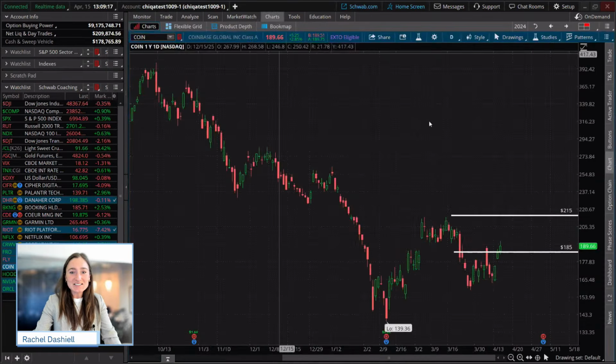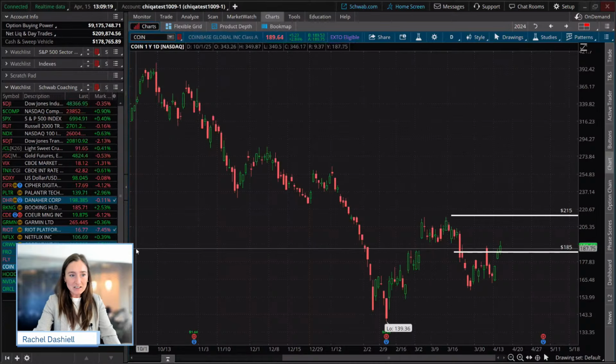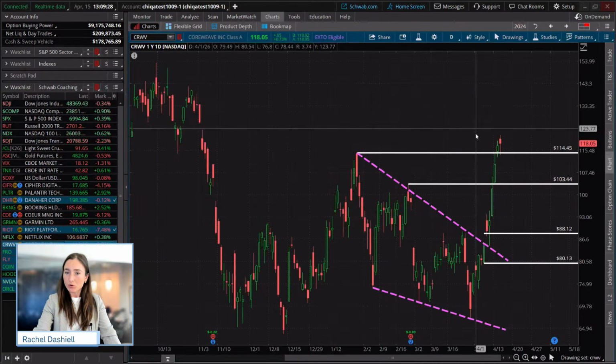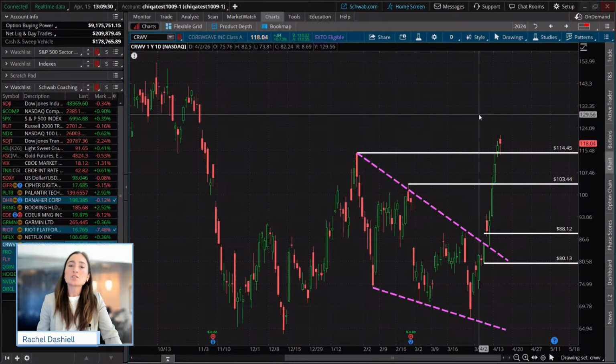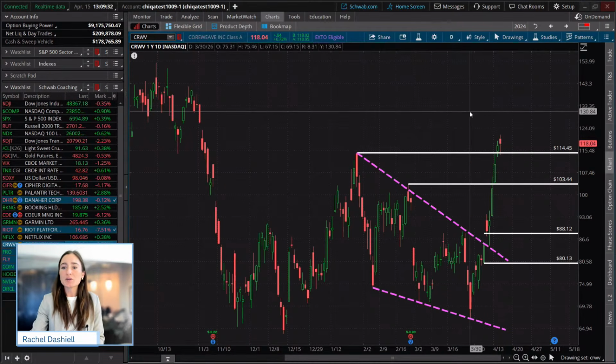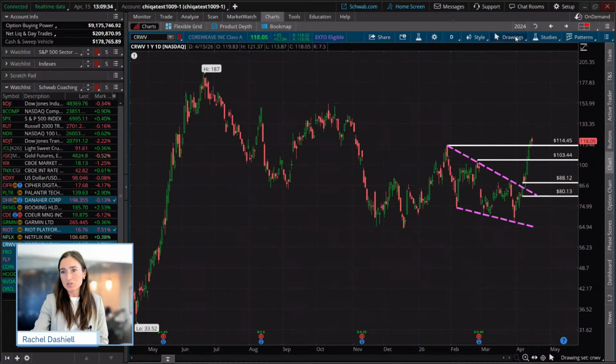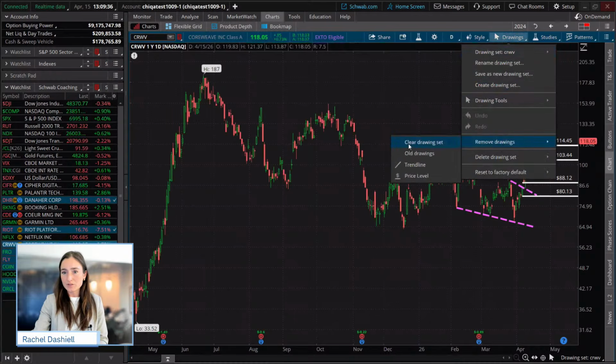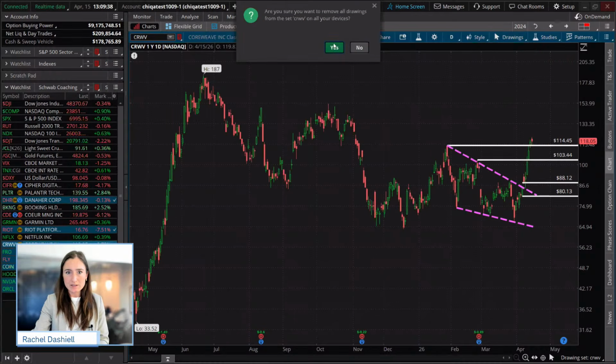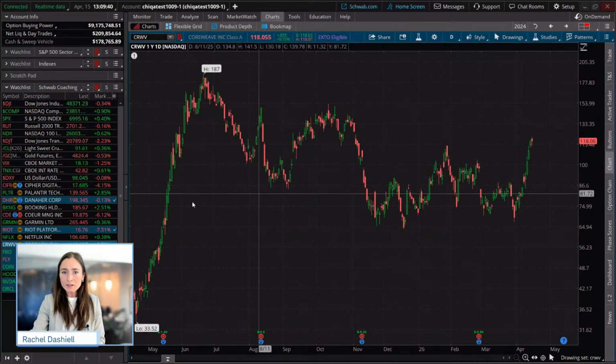So we're going to move to some new trades today. Get excited. There's actually a lot here in my watch list that we have for possible patterns. The first one we're going to look at is actually Coreweave. So we took profits in our initial position. I'm going to take some of these drawings off. We're going to remove these drawings, clear the drawing set here.